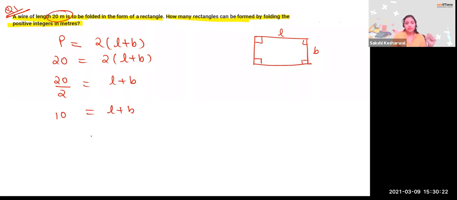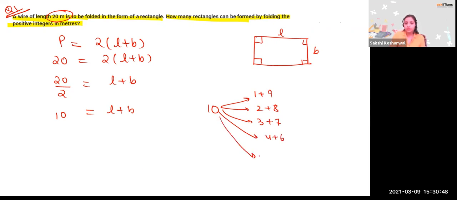So the possibilities are what, beta? 1 and 9, right? I'll just write like this. So the sum is going to be 10. So what are the possibilities? It is 1 plus 9, right? It's going to be what? 2 plus 8, right? It's going to be what? 3 plus 7, right? It's going to be what, beta? 4 plus 6, right or not? So it says that now if I say that is 5 plus 5.